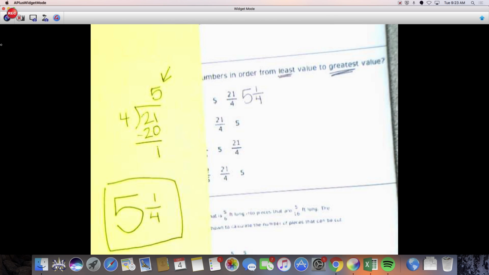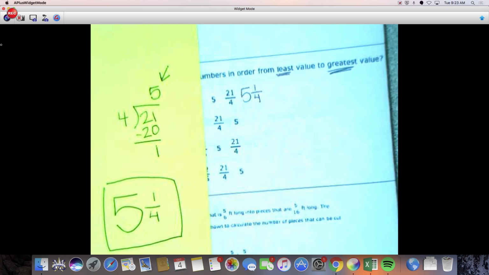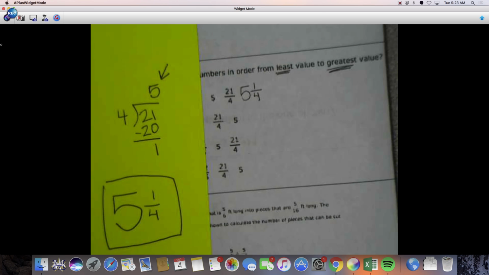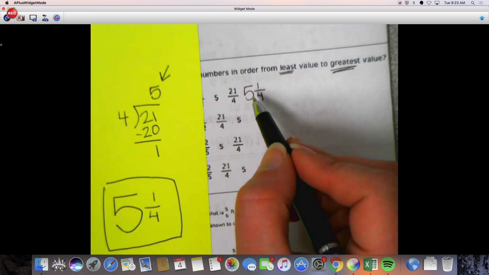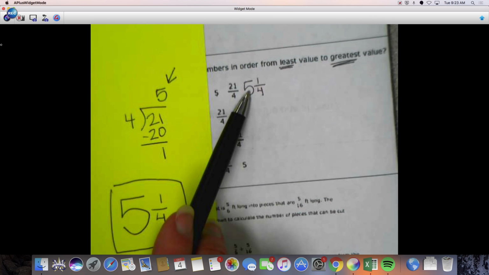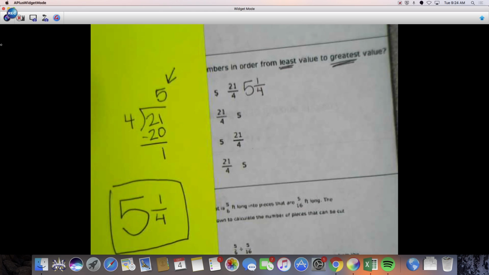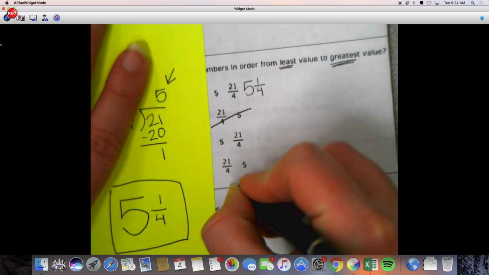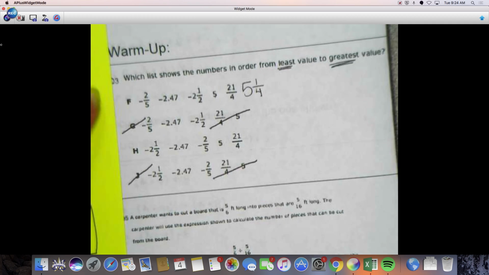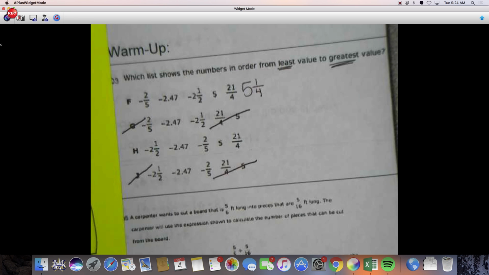Okay? So is 5 or 5 1/4 going to be closest to 0? Which one's least? 5 is least, right? Because 5 1/4 is 1/4 bigger than 5. So any of the answer choices that don't have 5 and then 5 1/4, I'm going to cross out. So which 2 can I cross out? G and J. So I'm going to come over here and cross out J and G. So I started, guys, with my positives because it helped me narrow out 2 answer choices. Now I'm only looking at 2 more.